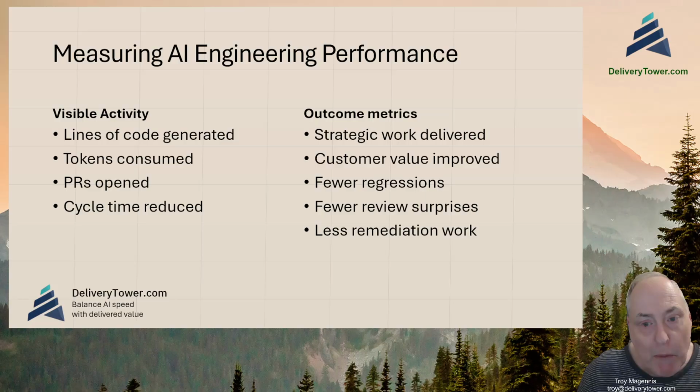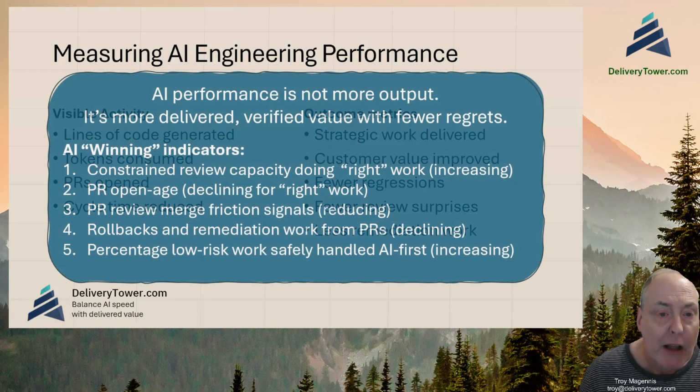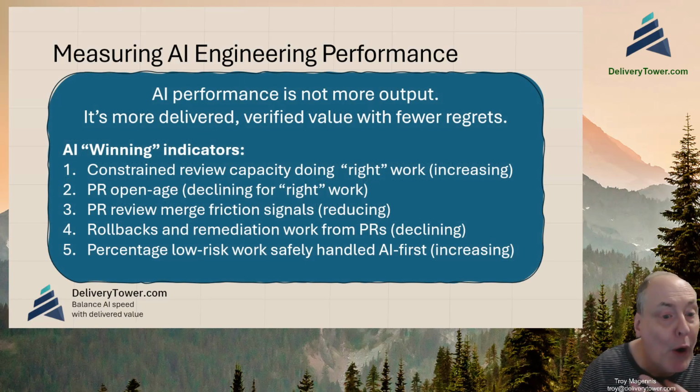Now, what we want to try and move to is a way of measuring outcome metrics, things that actually have an impact on the customer. Customer value is improved. The strategic work that the company wants to deliver is delivered. And when we deliver it, there are fewer regressions, fewer review surprises, and less remediation work. So often what we want to look at is winning indicators for using AI engineering.